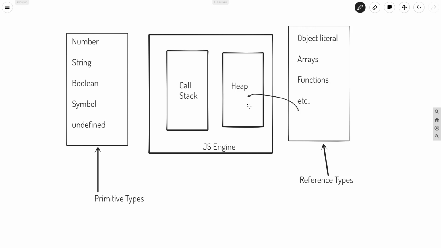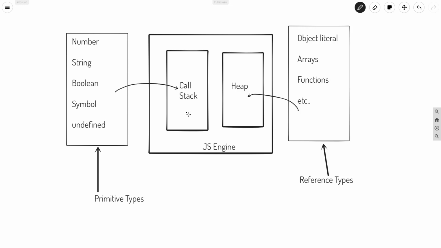On a high level, the JavaScript engine can be divided, based on memory, into two parts: one is the call stack and one is the heap. The reference types, the objects and arrays, get stored in the heap memory, whereas the primitive types, the numbers, strings and so on, get stored in the call stack.